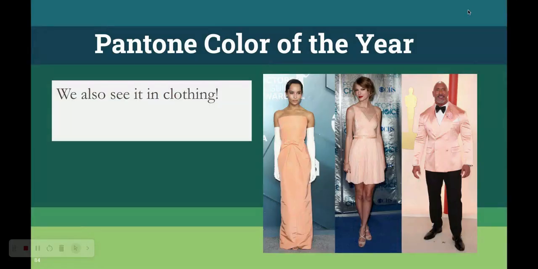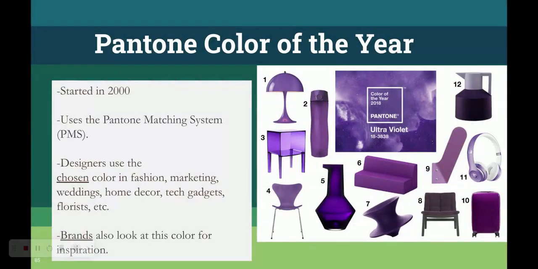We even see it in clothing. This was an example in 2024 with the peach fuzz color, and it was showing up on the red carpet worn by these celebrities. So the Pantone color of the year actually started in the year 2000. It uses the Pantone matching system. And as I said, designers use that chosen color in fashion, marketing, weddings, home decor, tech gadgets, florists even look at it. Brands also look at this color for inspiration.